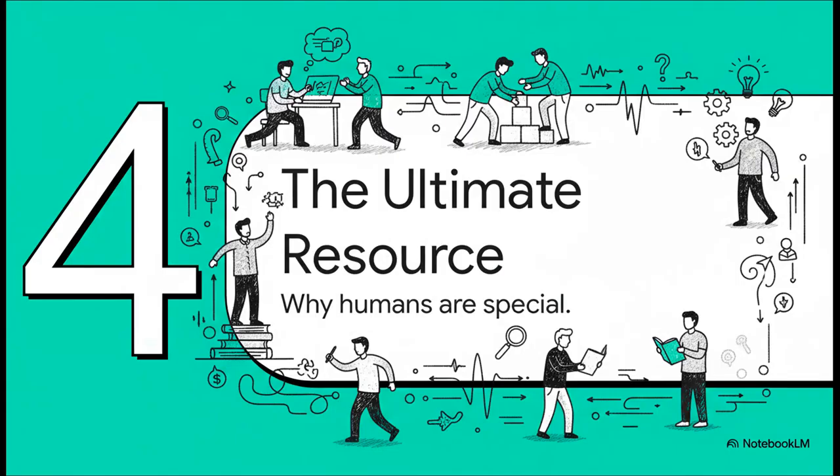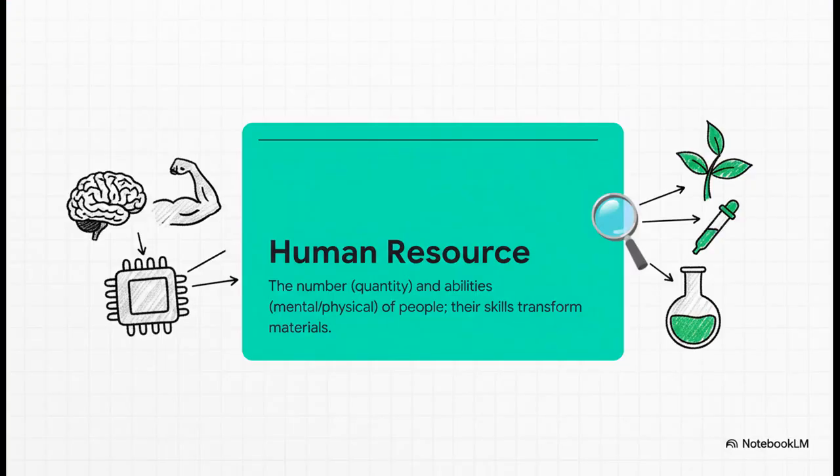You know, all this talk about knowledge, skills, and technology leads us perfectly into our third and final bucket. And honestly, this might be the most special resource of all. In fact, you could call it the ultimate resource. So when we talk about a human resource, what are we actually talking about? Well, it's two things: the number of people, the quantity, and more importantly, their abilities, both mental and physical. It's the human skill that allows us to look at a physical material like a chunk of iron ore and turn it into something valuable like steel.